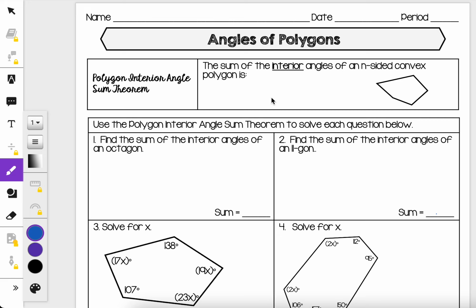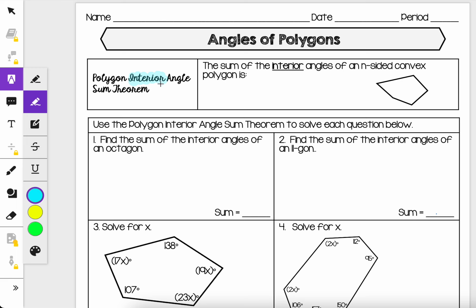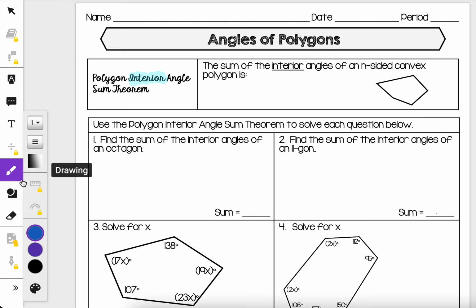Everyone. Today's lesson is going to be about different angles of polygons. We're going to talk about two different angles of polygons today, the first being interior angles. So we've seen interior angles in triangles before, and it's the same thing for any n-sided convex polygon.